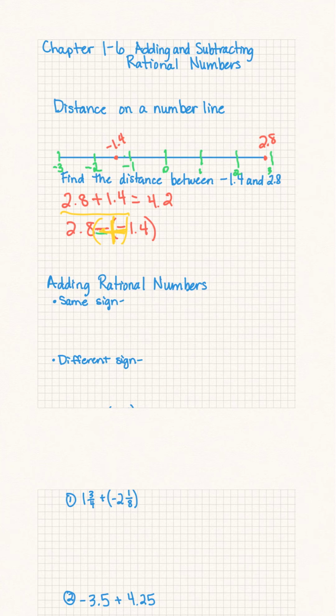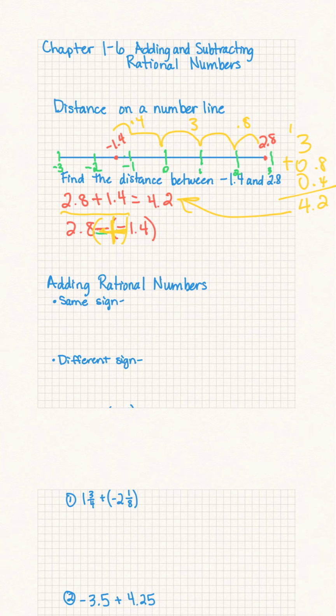If you want to check your work, from this point to 1 is 0.4. And then we have 1, 2, 3. And then from here to here is 0.8. And if we add all of those together, we get 4.2. Same answer. So now let's look at adding rational numbers.